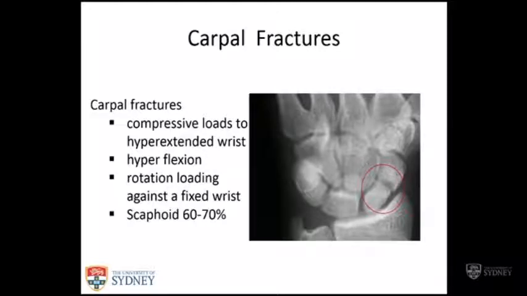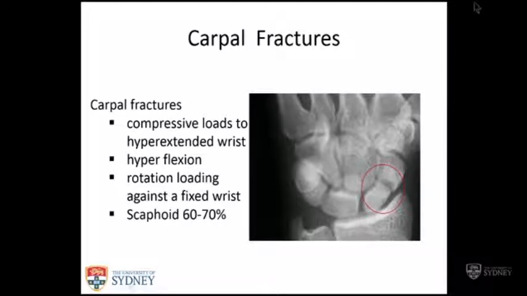So carpal fractures occur because of compressive loads to a hyperextended wrist. So, in other words, people fall over on their wrist. And of course, it hyperflexes. Even though the older you are, the more chance that it can happen, funnily enough, you see a lot of scaphoid fractures in young people. Classic example would be something like at a skate park. Riding a skateboard at a skate park, classic example of how you get a scaphoid fracture.